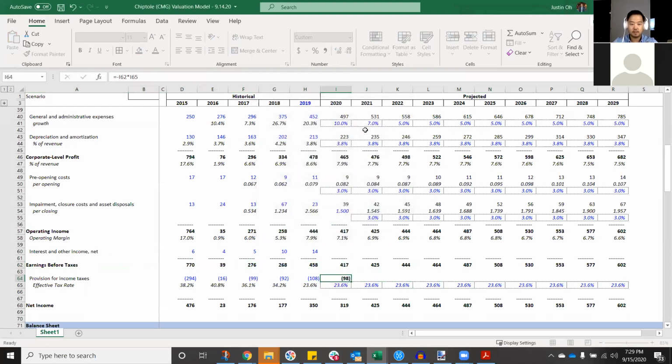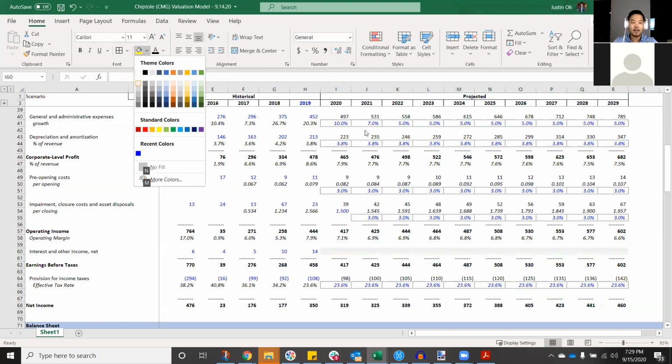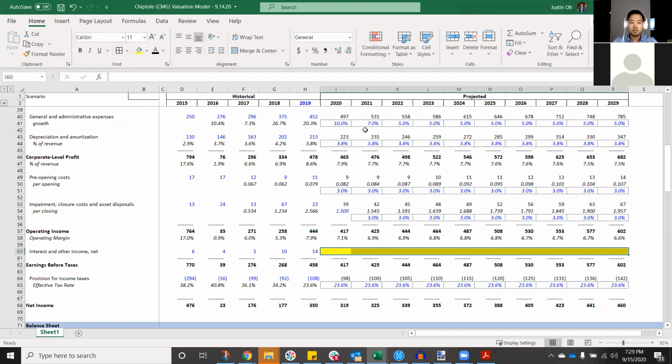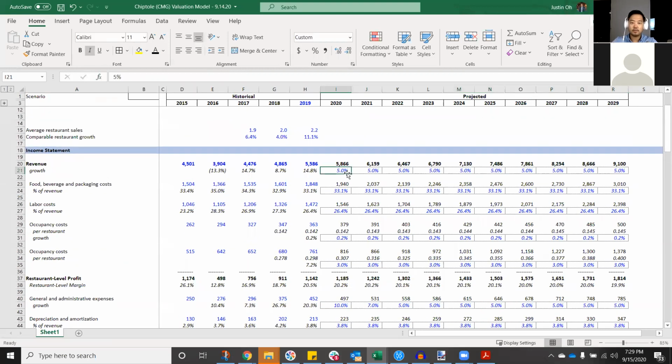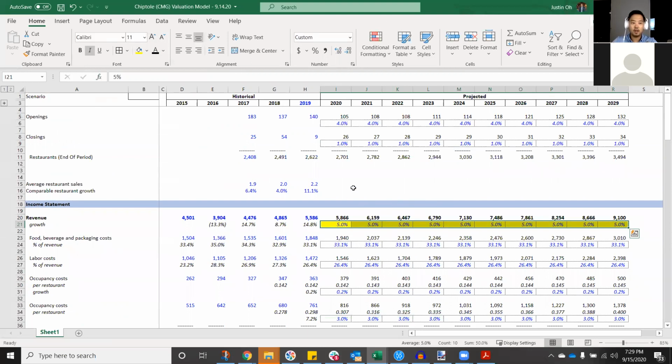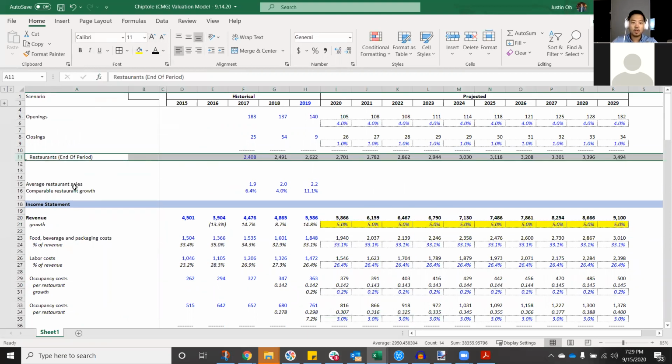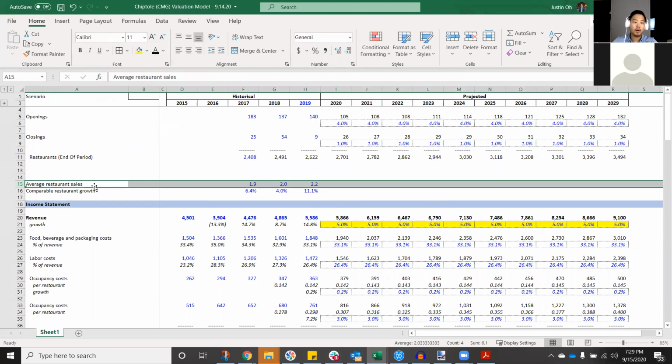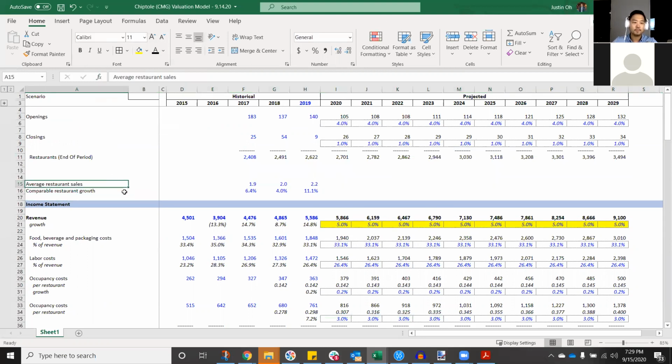Just remember you have your positives and negatives straight. What I like to do when I leave something for a later time is highlight it a really obnoxious color, so I know I have to come back here. And I also know I have to come back here because we want to drive revenue based on number of restaurants and percentage revenue growth per restaurant, which is what we call comp store sales or restaurant level sales. So I'm going to highlight these two and come back later.